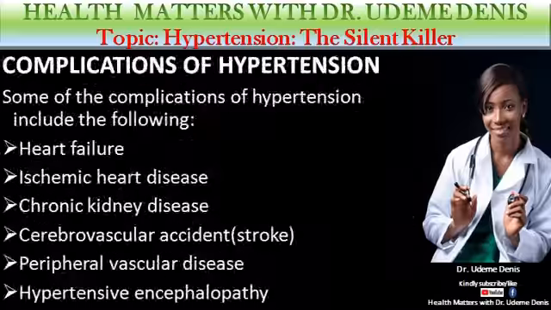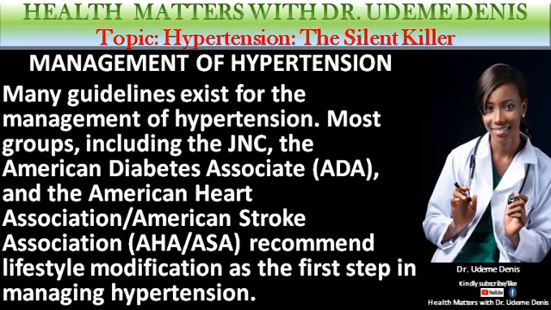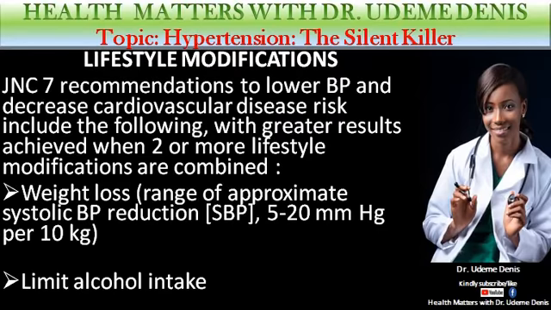The management of hypertension. Many guidelines exist for the management of hypertension. Most groups, including the JNC, the American Heart Association, and the American Stroke Association, recommend lifestyle modification as the first step in managing hypertension. JNC 7 recommendations to lower blood pressure and decrease cardiovascular disease risk include the following, with greater results achieved when 2 or more lifestyle modifications are combined. Weight loss. So these are the lifestyle modifications that should be put in place in order to reduce the cardiovascular disease risk and to lower the blood pressure.